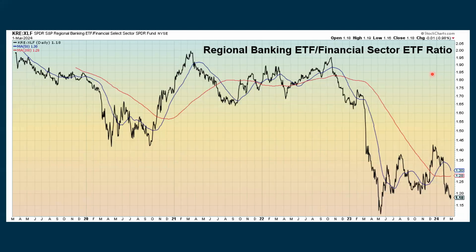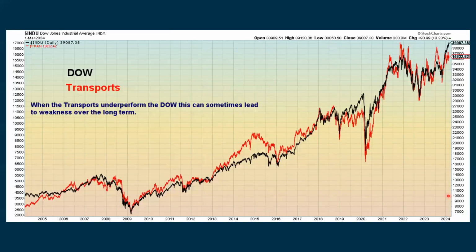We're also watching the regional banking ETF. New York Community Bank is a regional bank. And this is really underperforming the financial sector. The financial sector is in an uptrend. We're keeping an eye on that too, and I pretty much go through that in every daily video. But when you look at the regional banking ETF and compare it with the financial sector, the regional banks are back to really underperforming. We're also getting a little nervous about the transports.